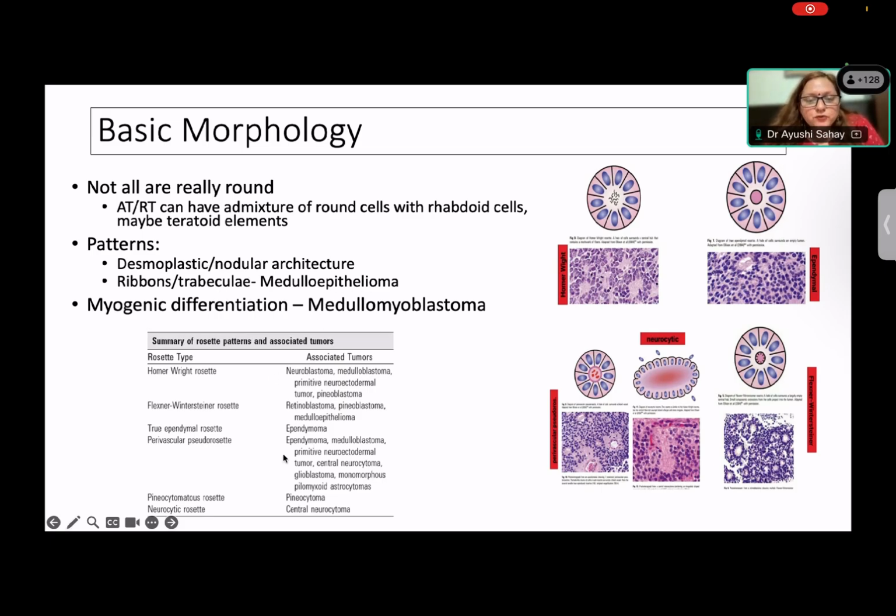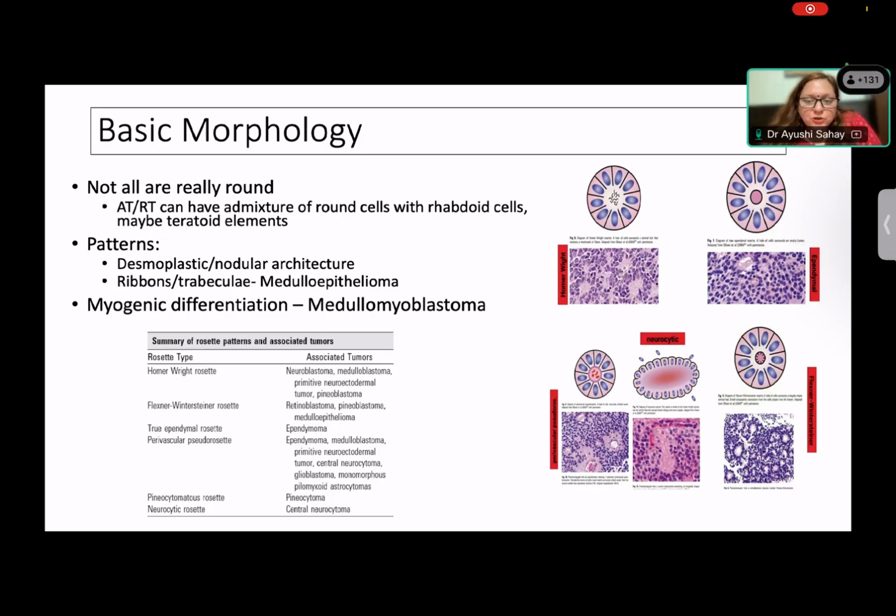Besides this, of course, you must have learned about rosettes in all your classes, that you can have different types of rosettes. So Homer Wright rosettes are seen in which tumors? Mostly medulloblastoma, pineoblastoma. Flexner-Wintersteiner type of rosettes are classically seen in retinoblastoma. Then true ependymal rosettes, which you can see here. Basically, it's a rosette with a central lumen, while a Homer Wright rosette has central fibrillary material. And true ependymal rosette is seen in ependymoma, which is many times a differential with these embryonal tumors.